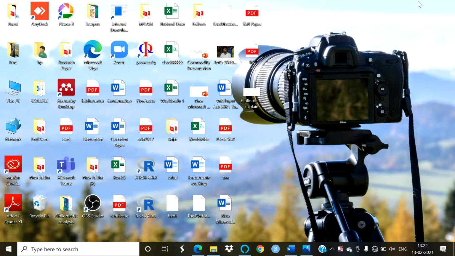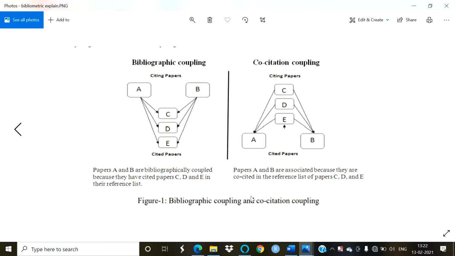Hello everyone. In this video, we will discuss the basic difference between bibliometric coupling and co-citation coupling. Here you see the picture, which already explains the concept or difference between bibliometric coupling and co-citation coupling. What I have understood is that bibliometric coupling and co-citation coupling are a mirror image of each other.